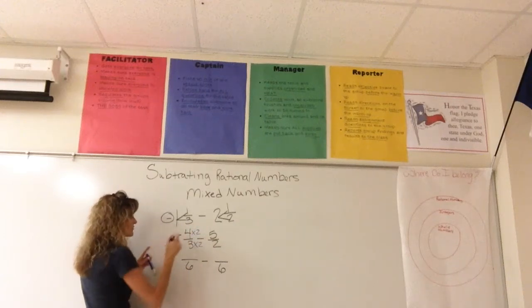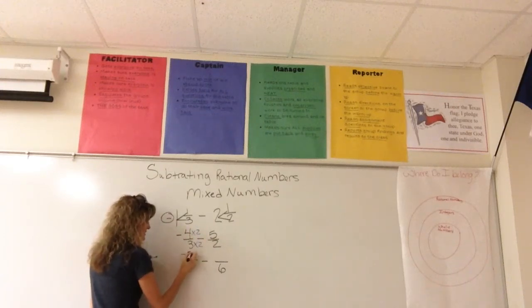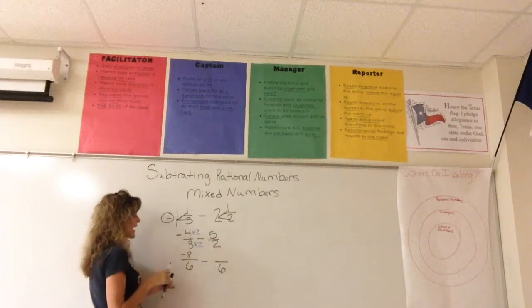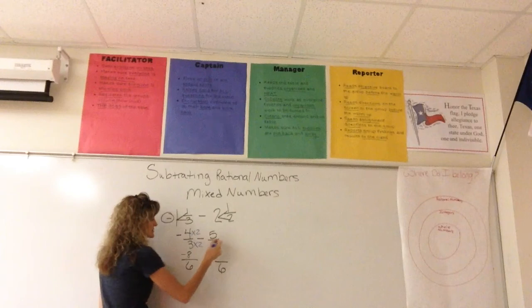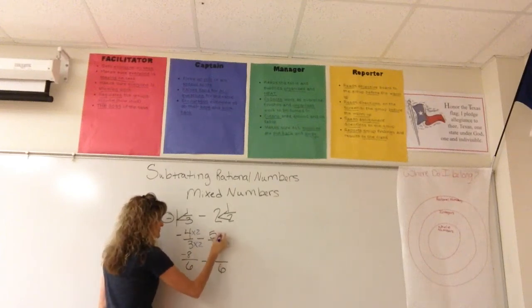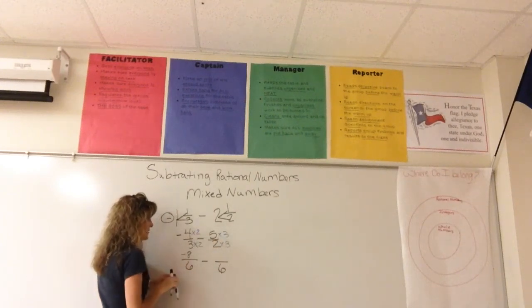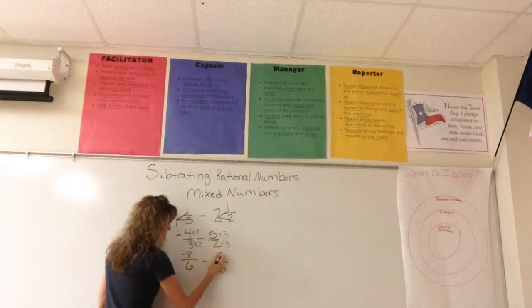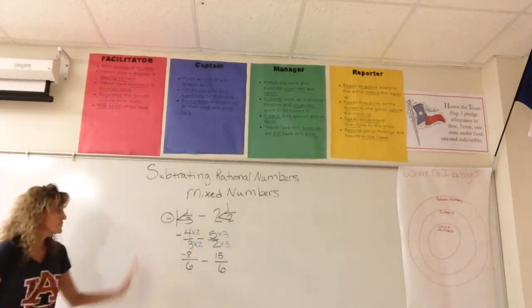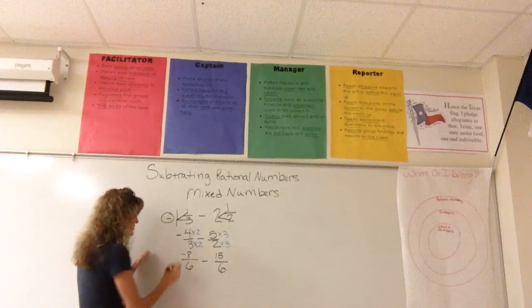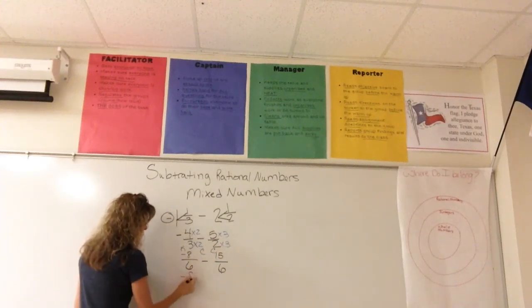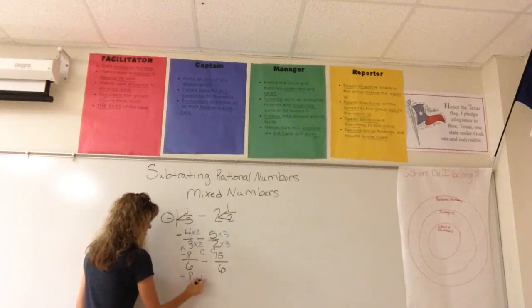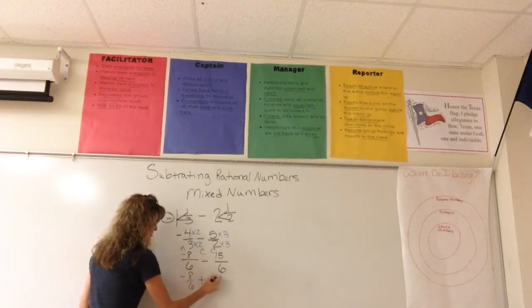And so 4 times 2 is 8, and that makes negative 8. Then I ask myself, what do I multiply 2 by so that I get 6? It's by 3. And 5 times 3 is 15. So now that I have a common denominator, I'm going to keep, change, change. So I keep my negative 8/6, change to addition, and change to negative 15/6.